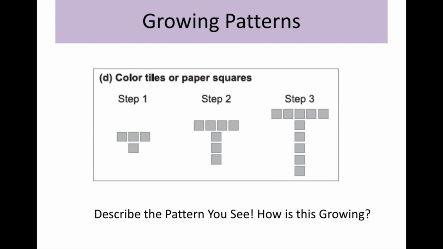So this is a pattern, but it's different than the repeating pattern in the sense that we see something changing here a little bit in a different way. Like if we described it, we might say, well, it looks like there is one square being added to the top of the T each time, and two squares being added to the stem of the T each time. And saying this, we have a new type of pattern that keeps going on here.